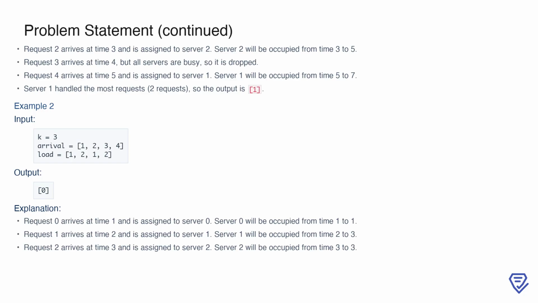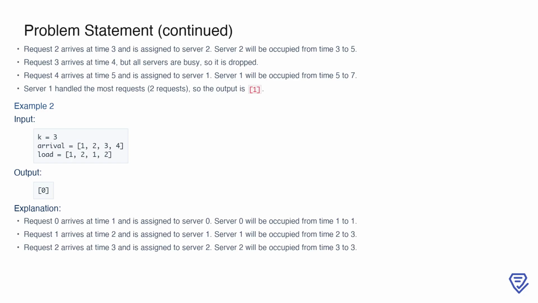For the third request, which arrives at time 3, server 2 is free and processes the request until time 5. When the fourth request arrives at time 4, all servers are busy, so the request is dropped. Finally, the fifth request arrives at time 5, and server 1 becomes available again. Server 1 processes the request from time 5 to 7. After processing all requests, server 1 handled the most requests, with a total of 2, so the output is 1.